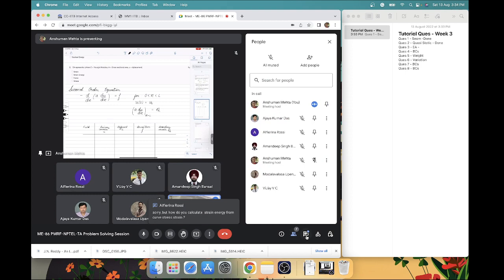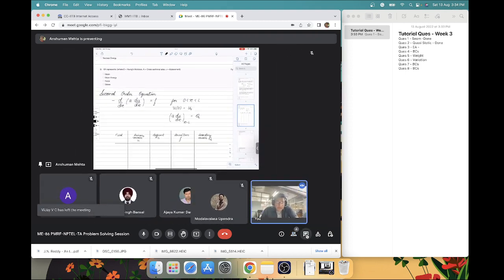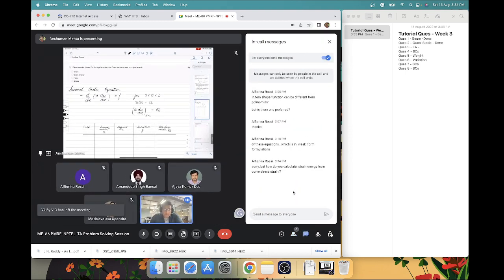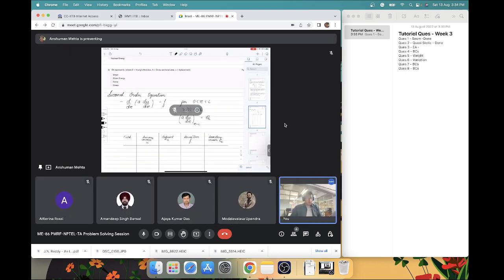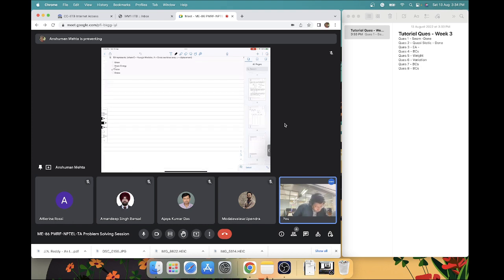Okay. So there is one more question, and it is how do you calculate strain energy from the stress-strain curve? All right. Okay. So to address the question, I'm taking a separate page.